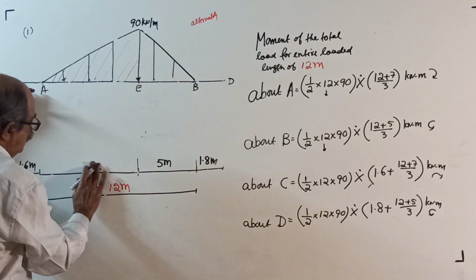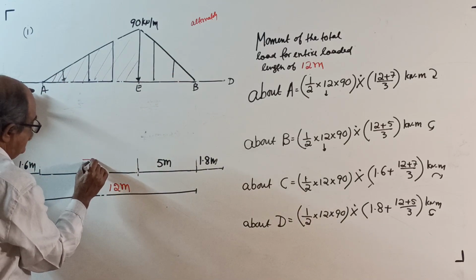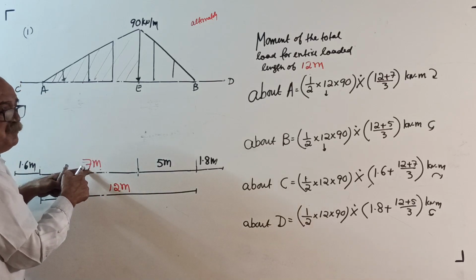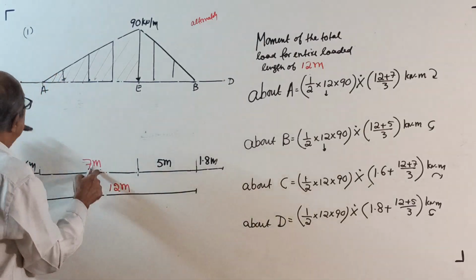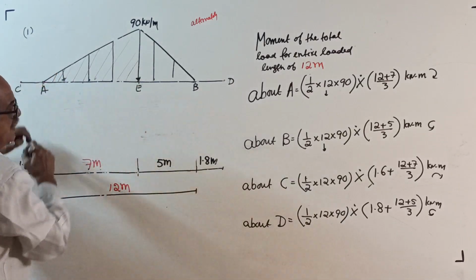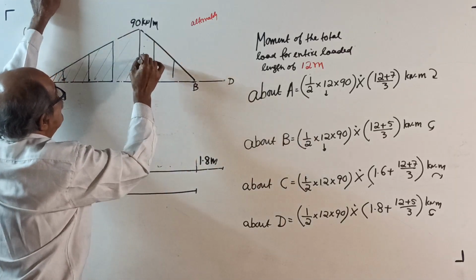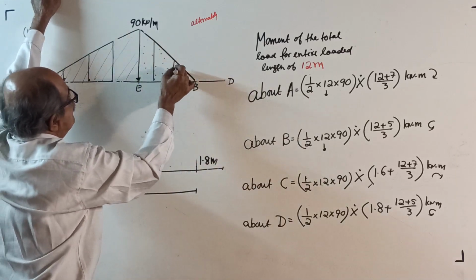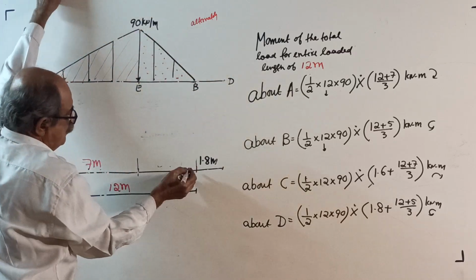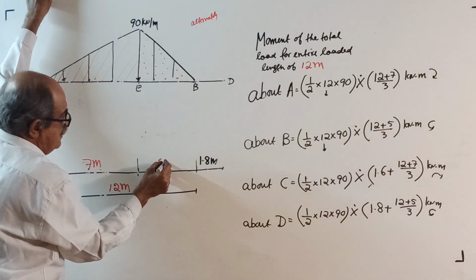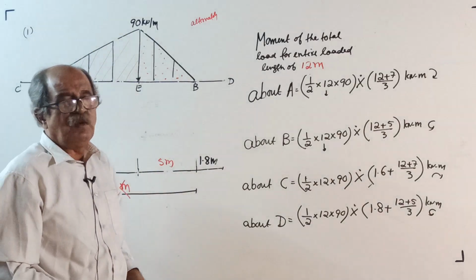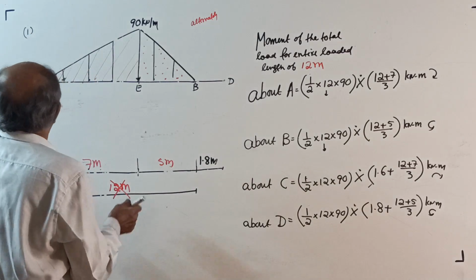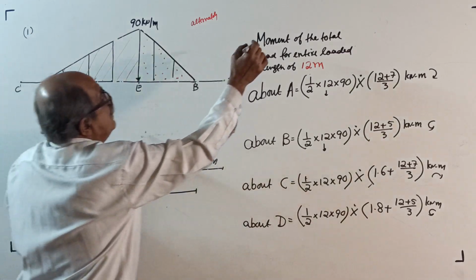For that, loaded length is 7 meter. Right here, 7 meter is the loaded length, whenever I use the word loaded length, it is 7 meter from A up to E. Whereas this is one more load, for that loaded length is 5 meter. Now, 12 meter is not required. Okay, start.